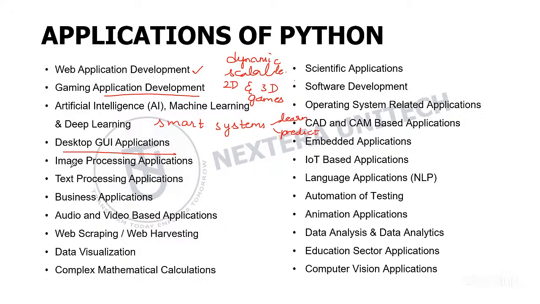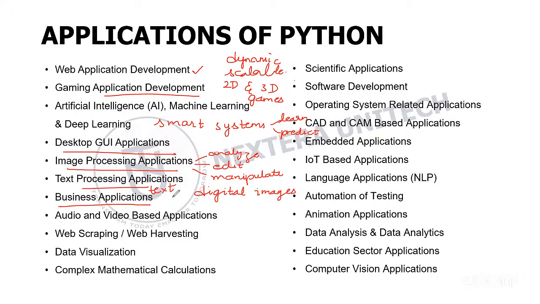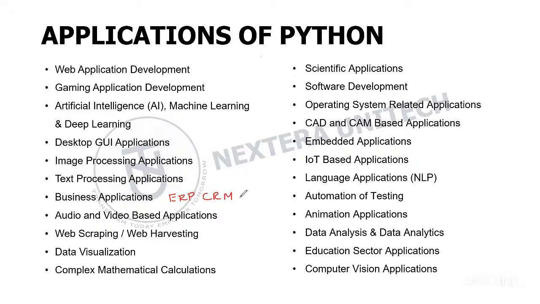And it also is used in image processing applications, which is used to analyze, edit, and manipulate digital images. And text processing applications, it helps in processing, analyzing, and manipulating text data. And it is also used in business applications like ERP systems and CRM systems, and also some enterprise level applications or business solutions. It is also used in audio, video based applications.